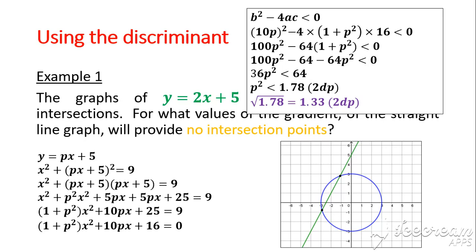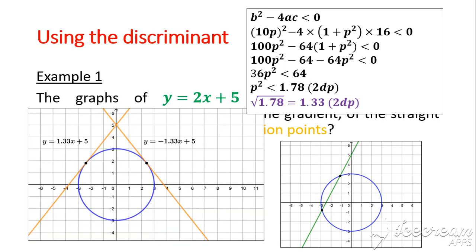Now, let's have a visual look at what's just gone on. Here's my circle with two lines added. They both have a y-intercept of 5, but one of them's got a gradient of 1.33, positive, and one of them's got a gradient of negative 1.33, negative. But both of these lines actually touch that circle at one place, at one intersection. I want no intersection points. So what I need is all these gradients in here that won't touch the circle. And these are gradients that are between 1.33 and negative 1.33.